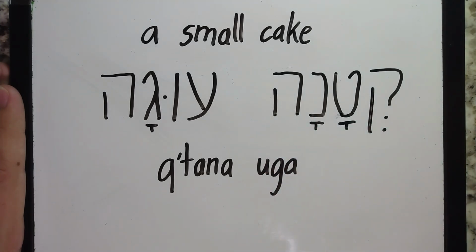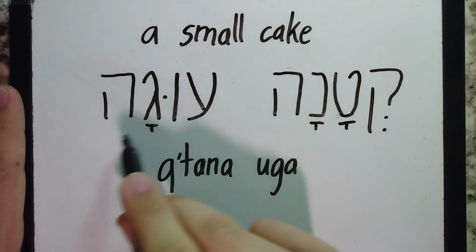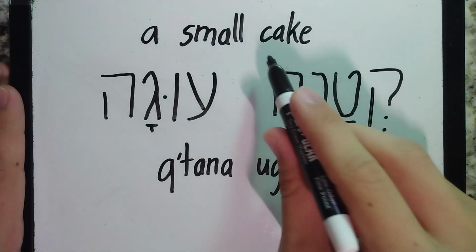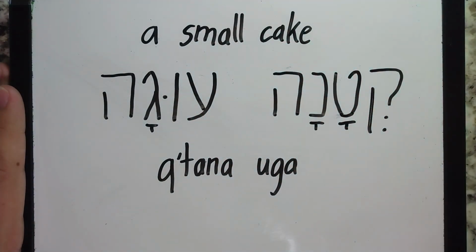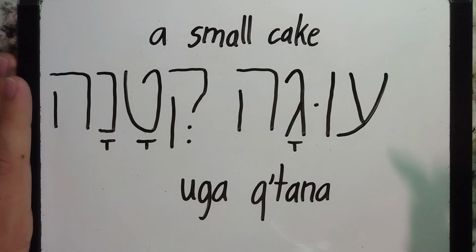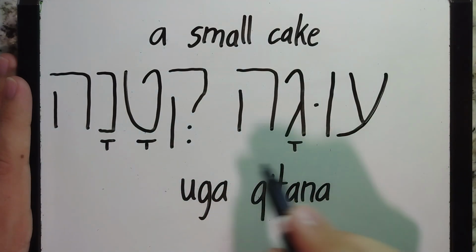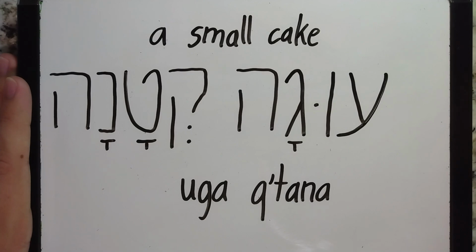So now we just put this all together, like katana uga, right? Well, not quite. This is how we would do it in English. We put the adjective first, and then the noun it is describing. But in Hebrew, it goes the other way around. In Hebrew, first we say the noun, uga, and then the adjective that is describing it, katana. So a small cake in Hebrew is uga katana. Uga katana, a small cake.